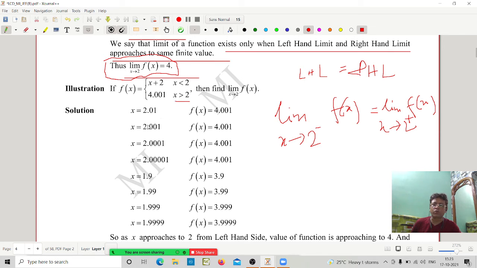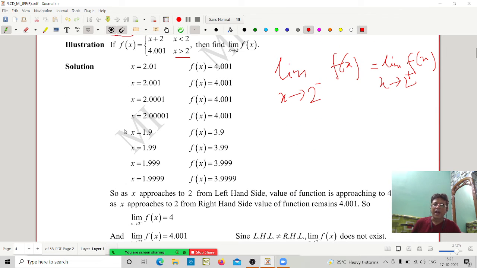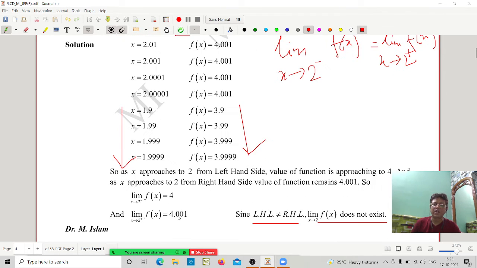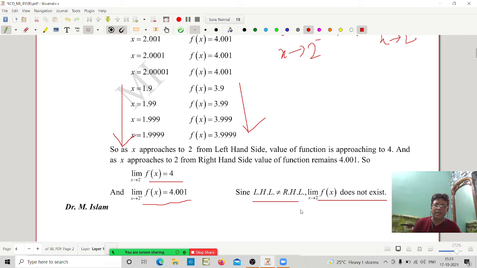So for x equal to 2.01, that is from the right, f(x) will be 4.001, and from the left f(x) will be 4. If you are approaching from the left, f(x) is approaching 4, so the limit as x tends to 2 minus of f(x) equals 4, but your right hand limit is 4.001. So the left hand limit is not equal to the right hand limit, hence the limit as x tends to 2 of f(x) doesn't exist.